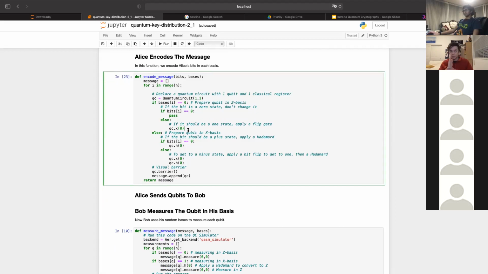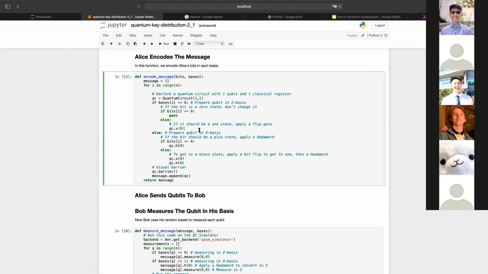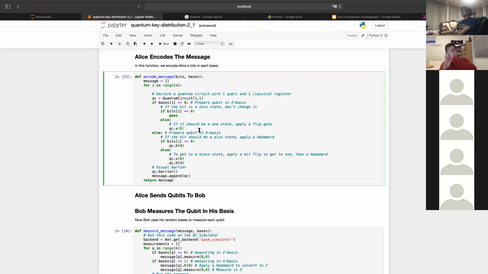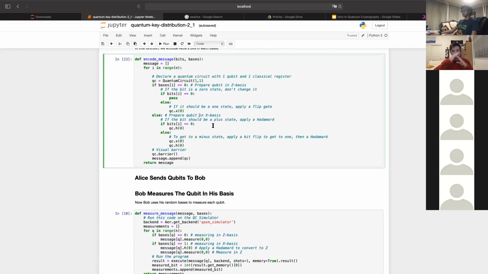The X gate is a flip. So this first part of the code just says, if we're encoding in the vertical horizontal basis, then if we're trying to get a 0, we leave it the way it is. If we're trying to get a 1, then we flip it from vertical to horizontal. And then if we're preparing a qubit in the diagonal basis, which we get from having a 1 in our basis string, then if we're looking for a diagonal 0, which is say diagonal this way, we apply a Hadamard, and the Hadamard will take us from here to here.